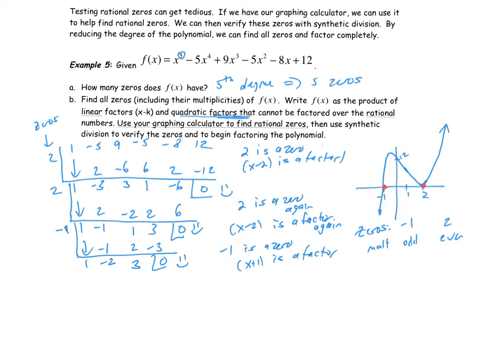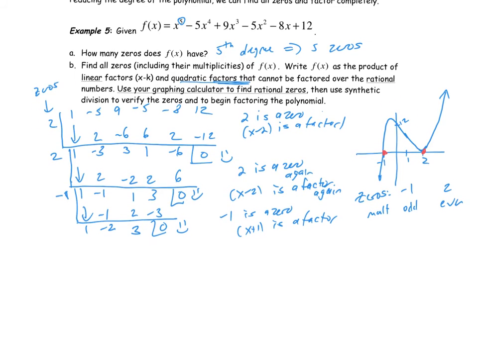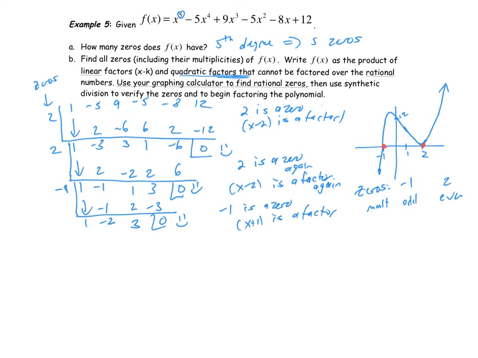And now our remaining quotient, which we're going to find from these coefficients, has been reduced to a second degree polynomial, or second degree factor. So let's go ahead and write f of x using the factors we know so far. So we know that f of x is equal to x minus 2 squared, because we had that 0 twice, times x plus 1, times the quadratic factor here, which will be x squared minus 2x plus 3. So I'll add that in. So x squared minus 2x plus 3.